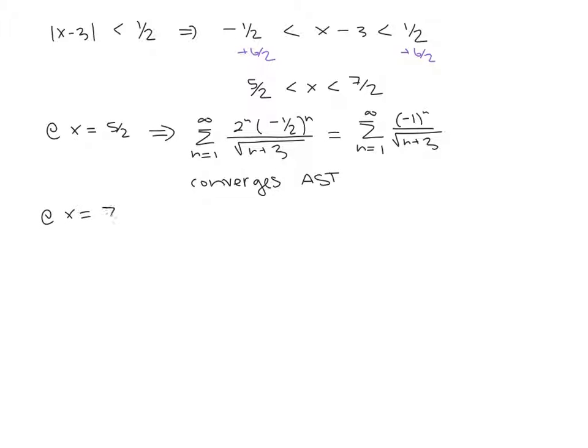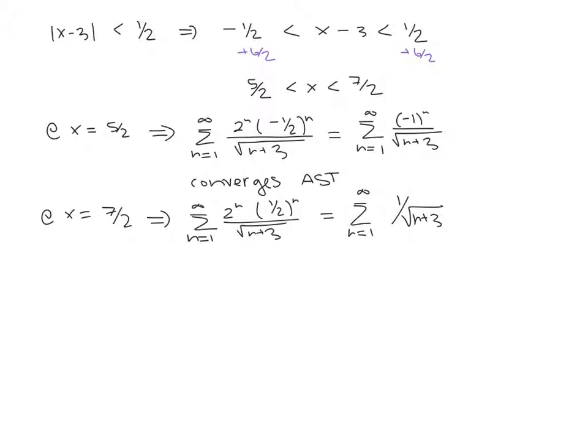At x equals 7 halves, we have the sum from n equals 1 to infinity, 2 to the n. Now 7 halves minus 3 will be positive 1/2 to the n, which is the sum from n equals 1 to infinity of 1 over root n plus 3. That looks awfully like 1 over root n, which would diverge because of a p-series. So this will diverge. My suspicion is that you cannot make the inequality go the right way to prove divergence with direct comparison. You'd have to use the limit comparison test.